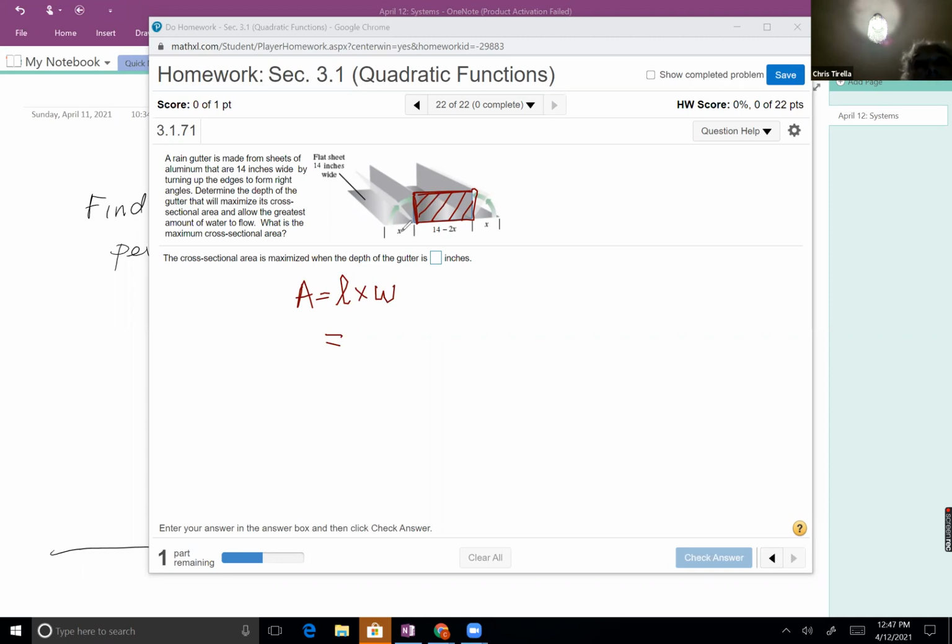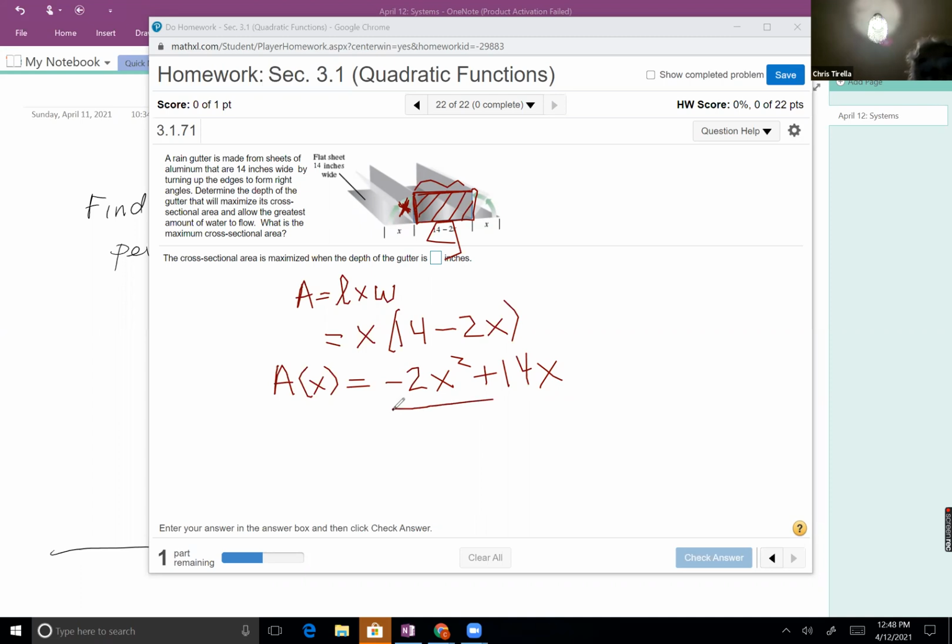Despite all of the geometry of folding where they came from, they're telling you that this side has length x, and this side is 14 minus 2x. And so we can look at that area as being a function of x. When I distribute and rearrange, that's negative 2x squared plus 14x. Can you see that part of the problem? Sure.